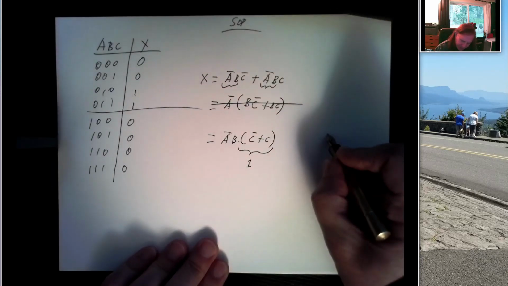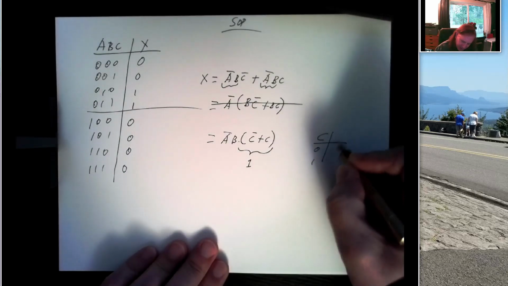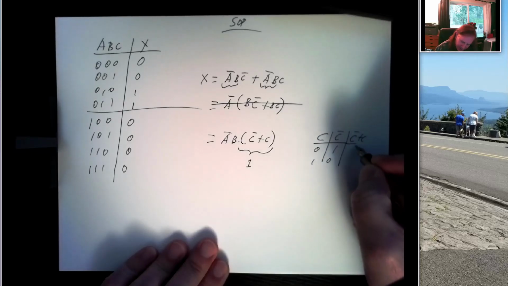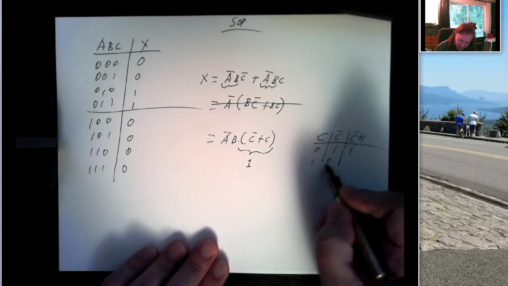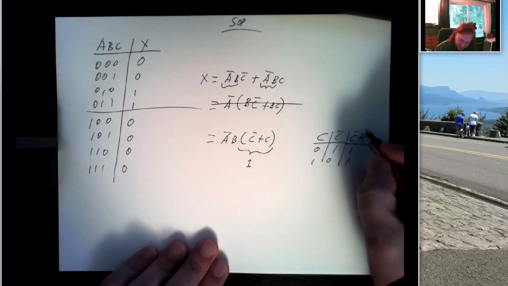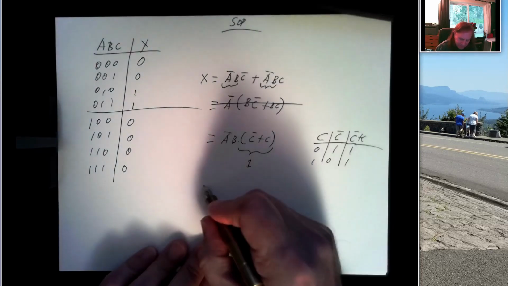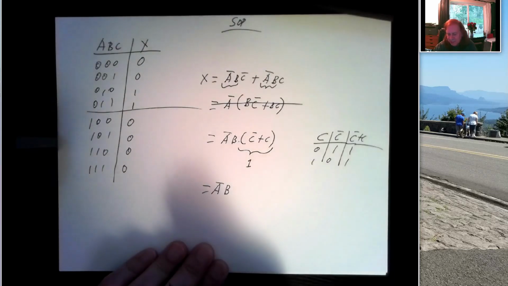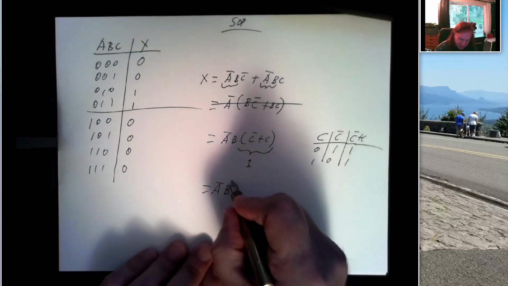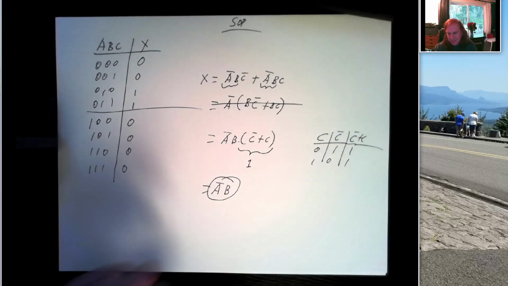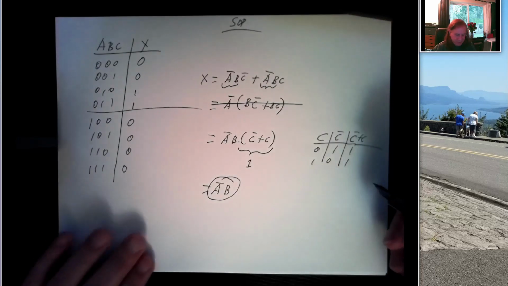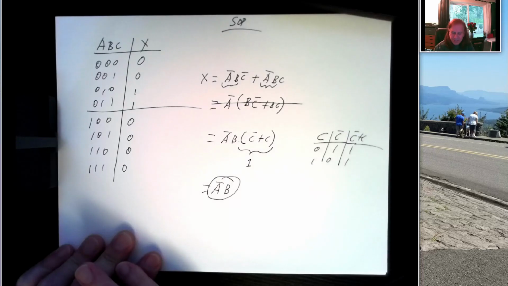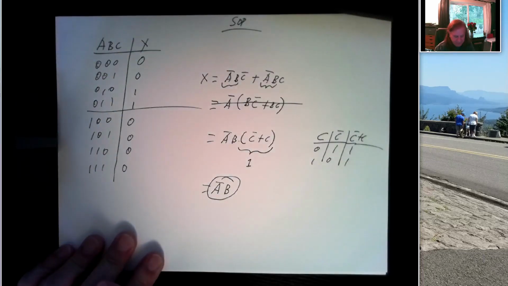Right? If we write a table for C, C is either 0 or 1, and C bar is 1 or 0. C bar or C is 1 either way. So this expression is always exactly 1. And we had another identity which said if we AND something with 1, that doesn't change the value. So x is actually just A bar B. It's a single AND gate with only 2 inputs, which is a lot easier to build than 2 AND gates with 3 inputs plus a 2-input OR gate.